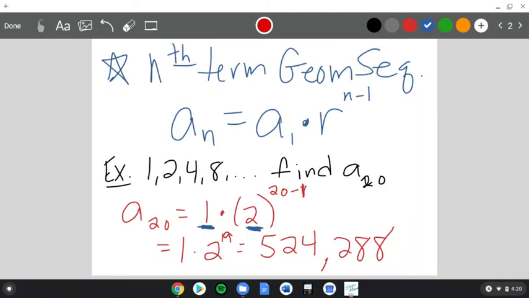Again, I forgot, just like with the arithmetic, the nth term of a geometric sequence, this particular formula is called the explicit formula.